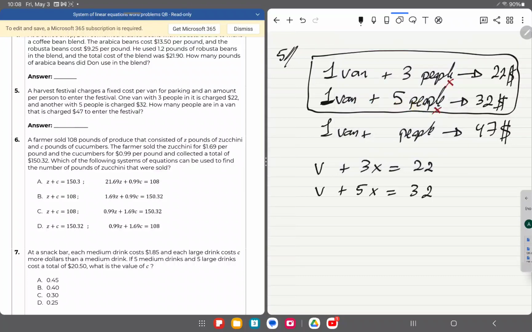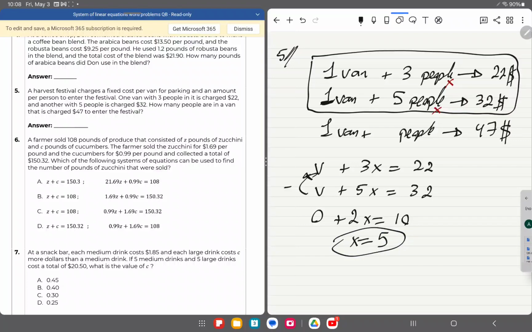Okay, let's move on. V is equal to V. So if I want to write V is equal to V, I'm going to have to do V is equal to 22 minus 3x, V is equal to 32 minus 5x, or you can just subtract them from one another. I guess it's just easier to do it that way. Like this one minus this one, 5 minus 3 plus 2x is equal to 32 minus 22, that's 10, so x is equal to 5.